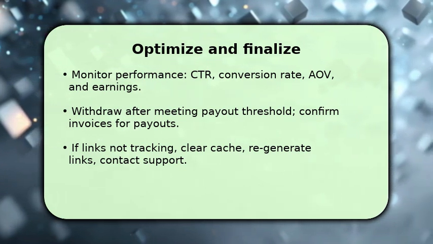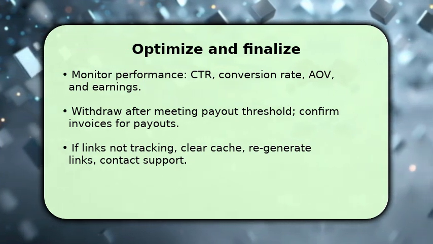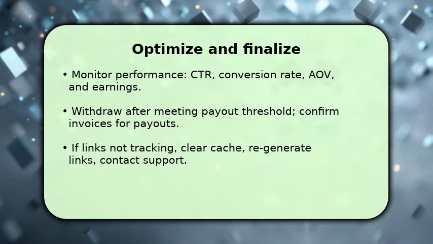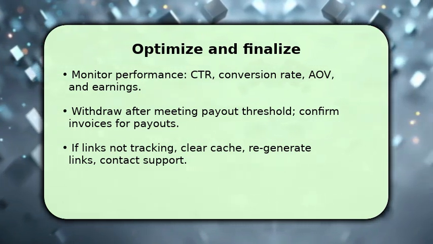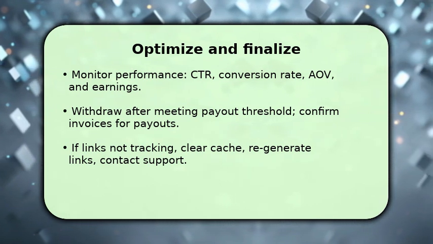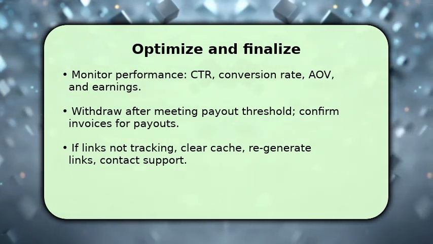Then scale winning formats and pause low performers. Test headlines, images, and call-to-action text for measurable lifts. If you see missing commissions, first recreate links and test in an incognito window. Make sure cookies and redirect blockers aren't active before contacting support with evidence.